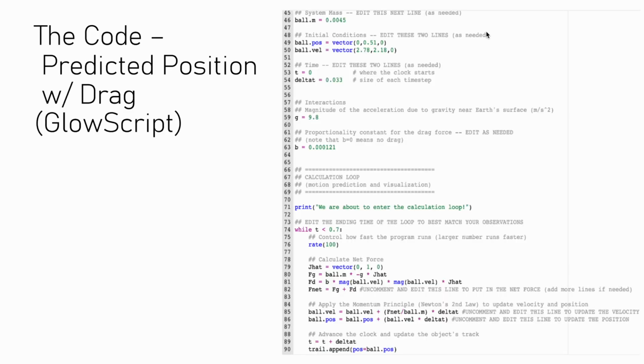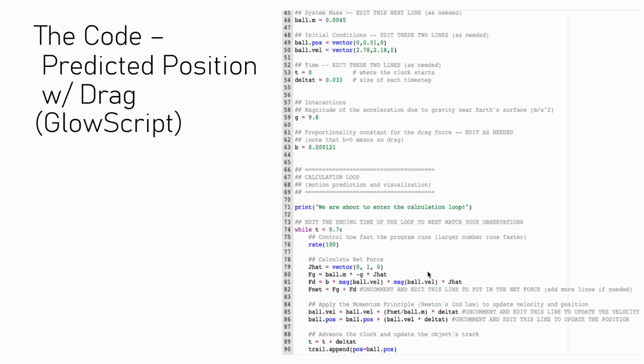This was our code. We know that the ball's mass is 0.0045. We inputted the initial position and the initial velocity over here, and then our time is equal to 0. Our delta t was 0.033, which is the time of each time step that we used in Tracker on a frame-to-frame basis. And then our gravity constant was 9.8. Our B value was 0.000121, and we got that value by trial and error. And then while t is less than 0.7, which is the time of our whole projectile motion.